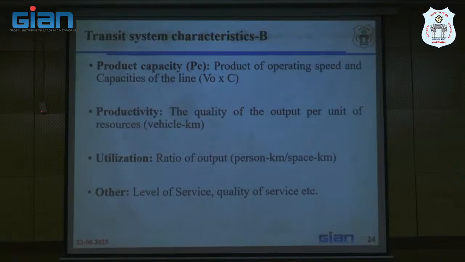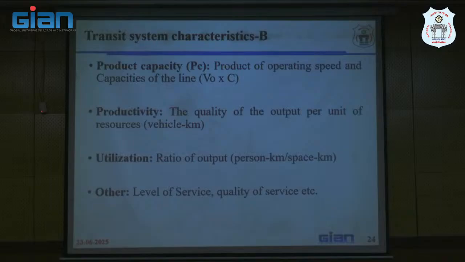So that's the reason productivity, in terms of the quantity of output per unit of resource, that is the vehicle kilometer, is very important to understand how to minimize the operating cost of the bus or the transit system in general. Then finally we have utilization, that is the ratio of the output, that is per kilometer. I can also understand that according to wages, or I can put the average income levels of the people who are actually using the bus.